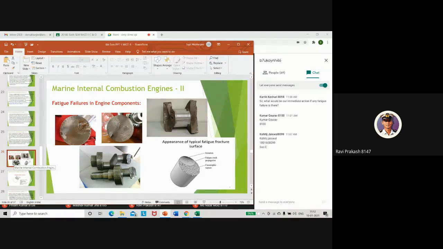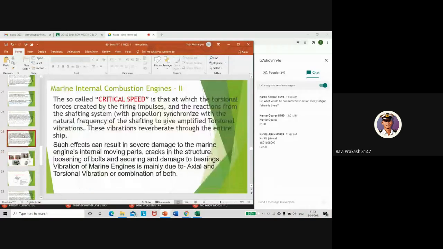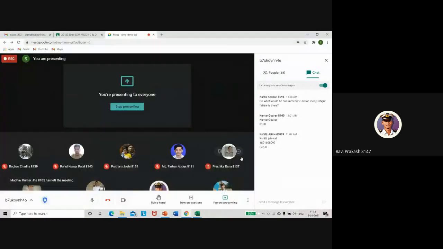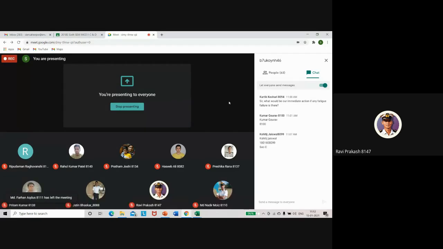All right, till today we have done 26. Remember this plate number 26. And next class, we will discuss critical speed of an engine. This is also a very interesting part. So as of now, we call it a day today. Okay? Okay. Immediate cause, Karthik Keshari, root cause analysis. You have to find out the reason for the failure and take every measure for it not to happen.